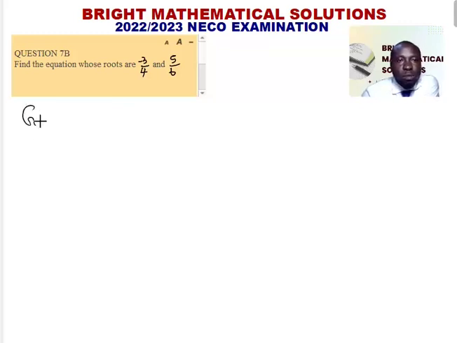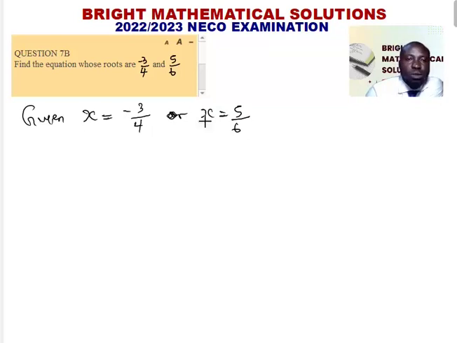So given x equals minus 3 over 4 or x equals 5 over 6. So these are the roots of this expression. So let us take it back into a question.